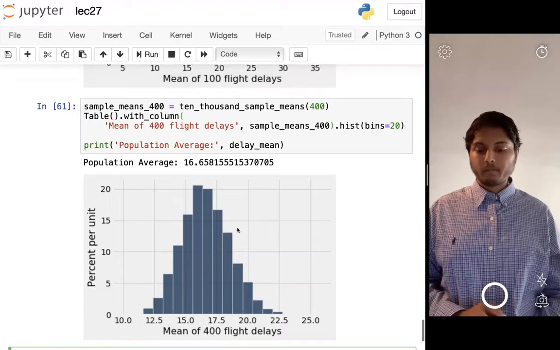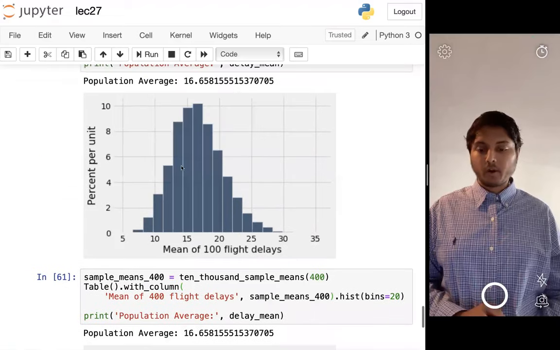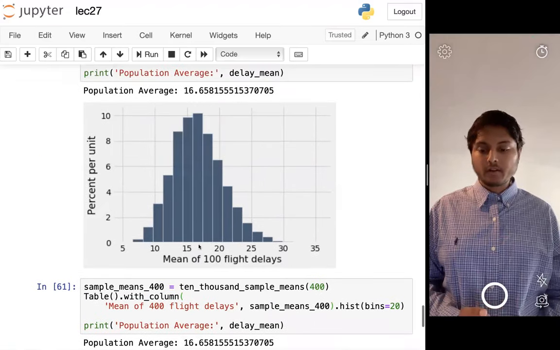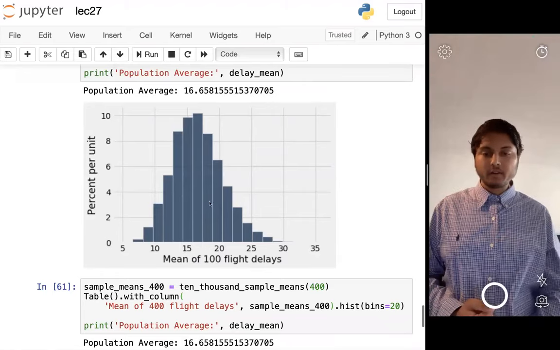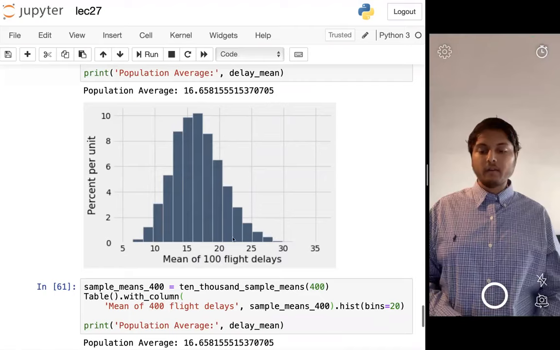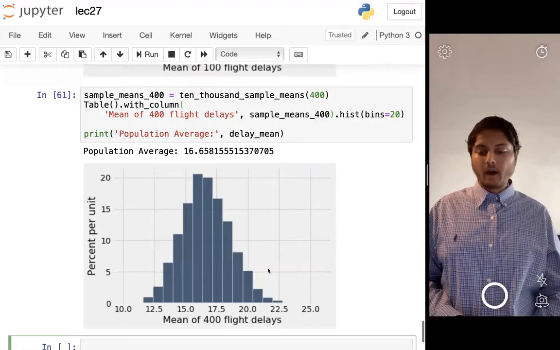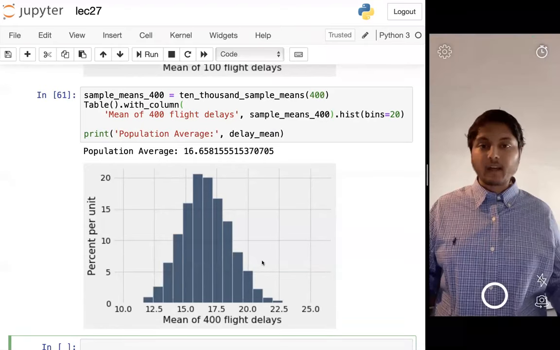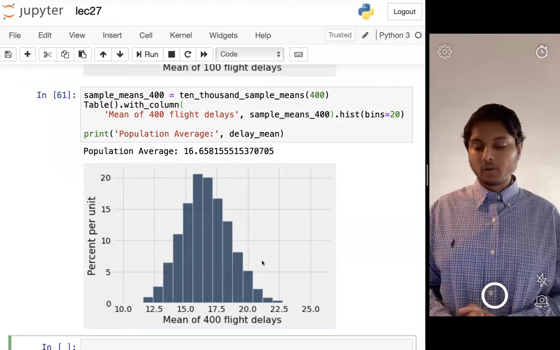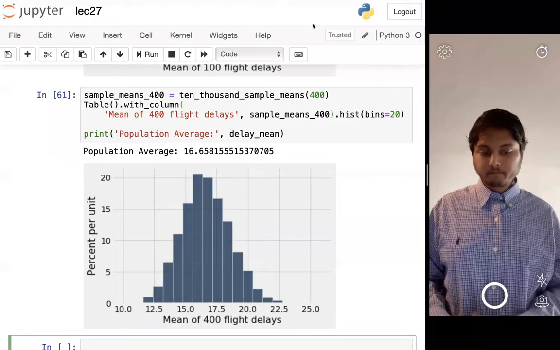You can compare these two. This is when we had a smaller sample size. The center was still pretty close to the actual value, which is good, but it did have a little bit of a right tail. But once you get to 400, it looks a lot more symmetric. And if you did 1,000, it would look even more like a normal distribution. So that's the difference there.